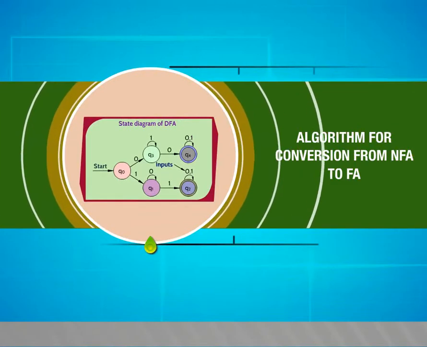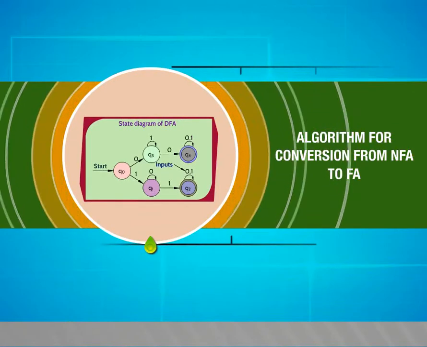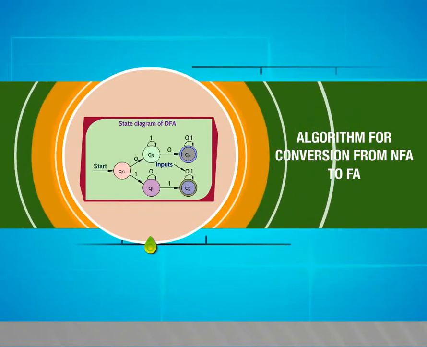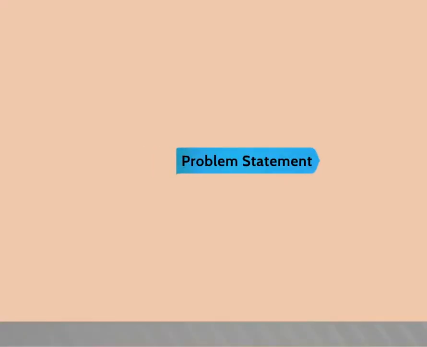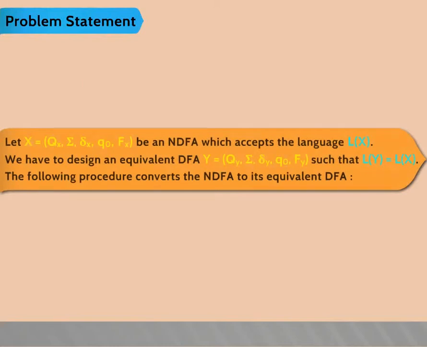Algorithm for conversion from NFA to FA. In this video, we are going to see the algorithm for conversion from NFA to FA. Problem statement. Let X = (Qx, Σ, δx, q0, Fx) be an NDFA which accepts the language L(X). We have to design an equivalent DFA Y = (Qy, Σ, δy, q0, Fy) such that L(Y) = L(X). The following procedure converts the NDFA to its equivalent DFA.